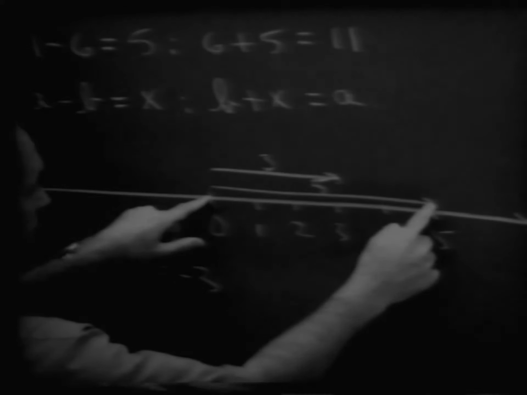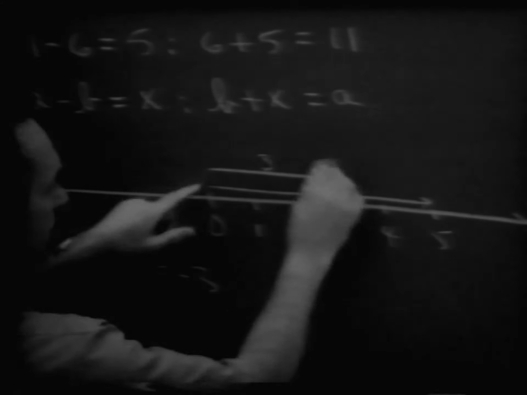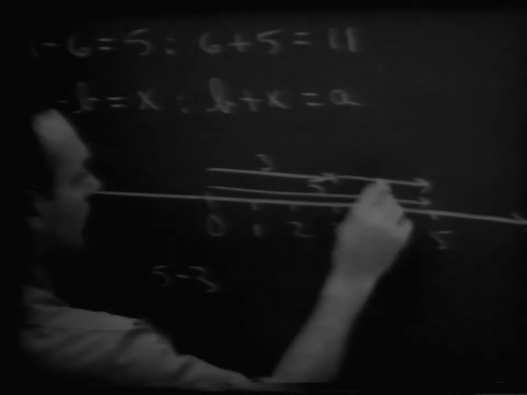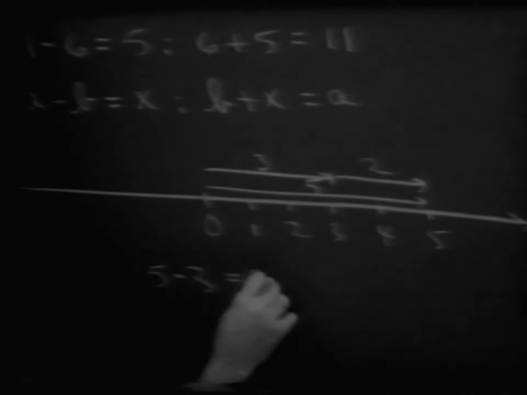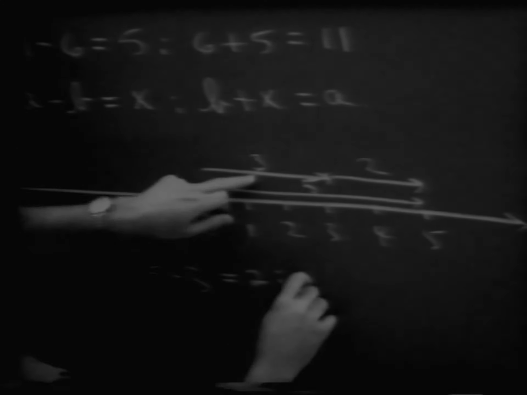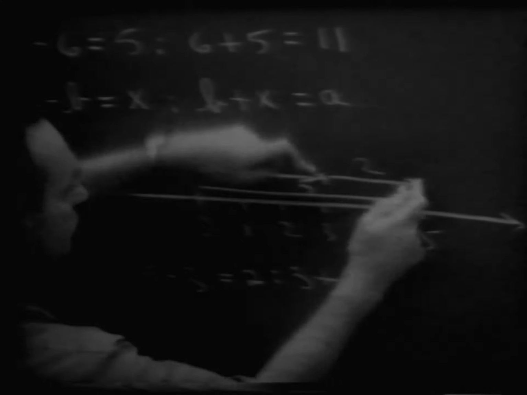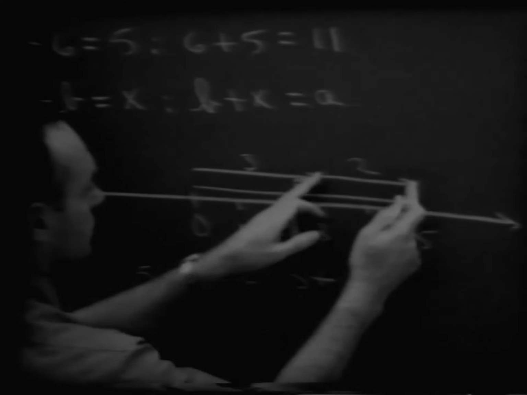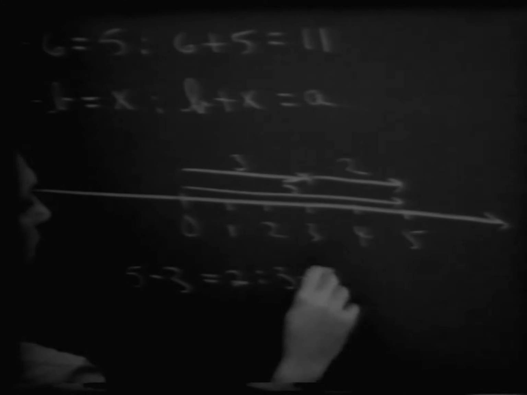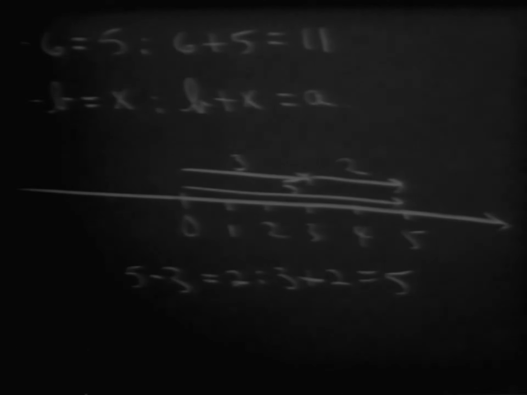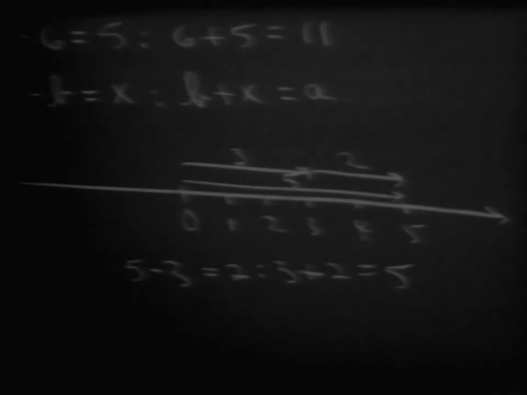So 5 minus 3 is that number 2 such that what? 3 plus 2 equals 5. Okay? Everyone agree with that? Let's look at another example.